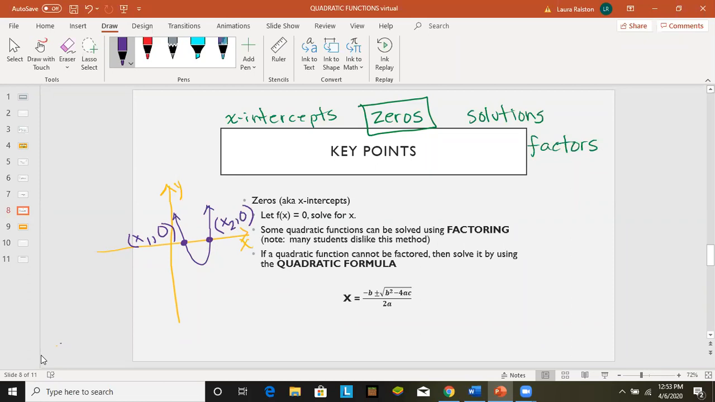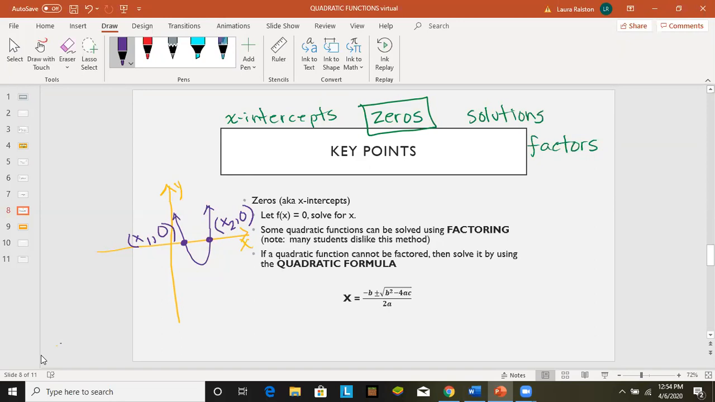We reviewed at the beginning of the semester with quadratics and talked about how you could use factoring to find those x-intercepts or those zeros. Quite honestly, a lot of you didn't like that. And so the alternative method is to use the quadratic formula. You have to use the quadratic formula if the function doesn't factor. But guys, using the quadratic formula works every time, all the time.